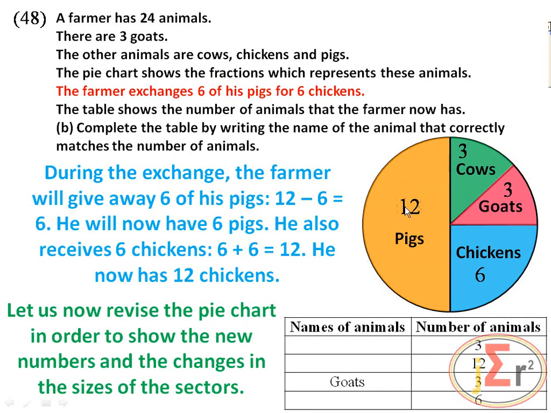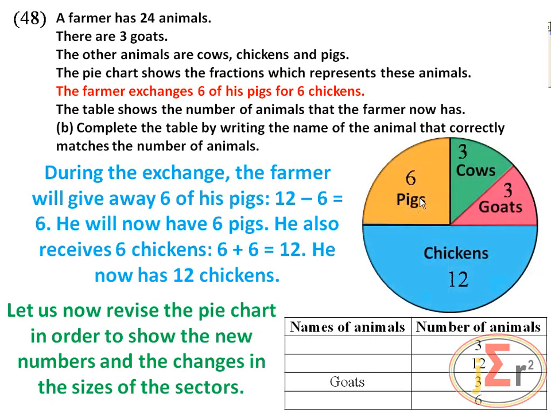That's correct? Yes. And 6 represents what fraction? A quarter. Therefore, when he has 12 chickens, the chickens will represent what? Now represent half of the pie. Is that right? Yes. So 12 will still be half of the pie. And the 6 pigs will be what fraction of the pie? A quarter. Right, so we change it around. So the chickens will now have half of the pie, and the pigs will now have a quarter.